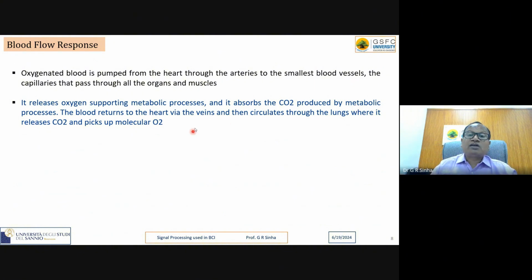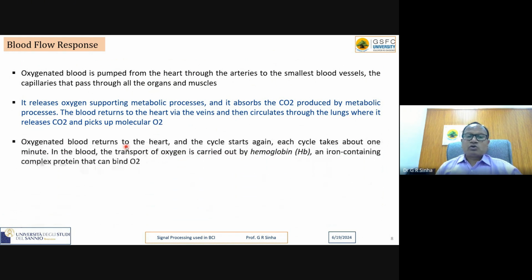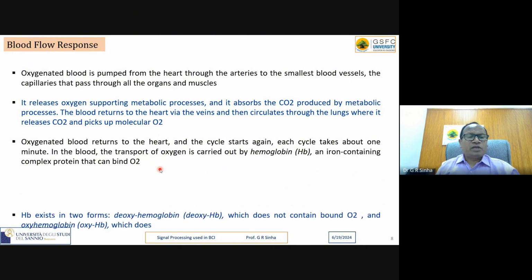The blood returns to the heart via veins and then circulates through the lungs, where it releases carbon dioxide and picks up oxygen. Let us not go into the detail. Then the oxygenated blood returns to the heart, and the cycle starts again. Each cycle takes about 1 minute. In the blood, transport of oxygen is important. It is carried out by hemoglobin, an iron containing complex protein that can bind oxygen. There are different types of hemoglobin.